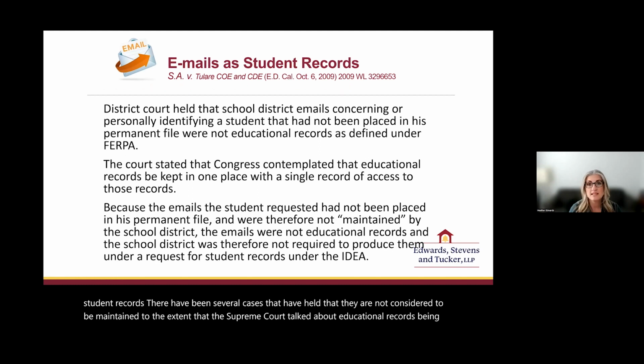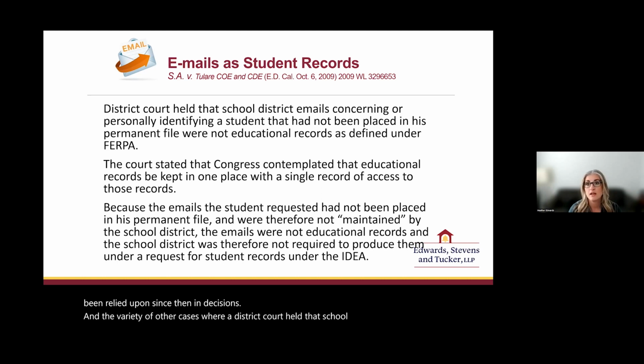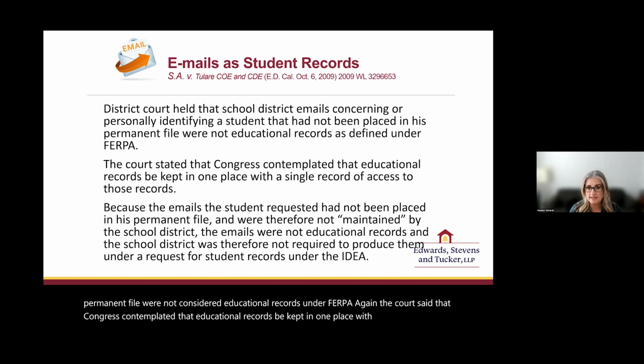So we have this district court case from Tulare that was one of the first cases that's been relied upon since then in OAH decisions, and a variety of other cases, where a district court held that school district emails concerning personally identifying information of a student that hadn't been placed in the student's permanent file were not considered educational records under FERPA. Again, the court said that Congress contemplated that educational records be kept in one place with a single record of access to those records.